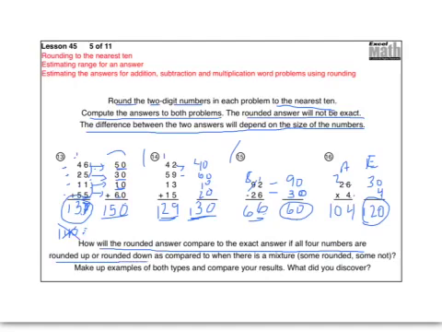How will the rounded answer compare to the exact answer if all four numbers are rounded up or rounded down as compared to when there is a mixture, some rounded, some not? Make up examples of both types and compare your results. What did you discover?